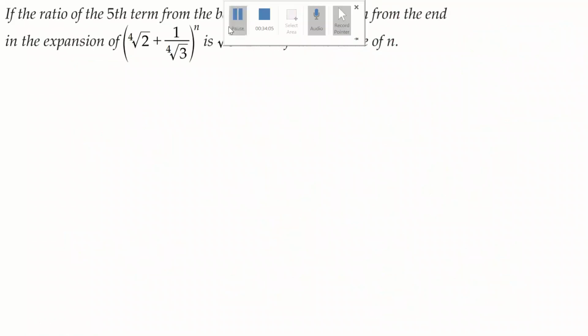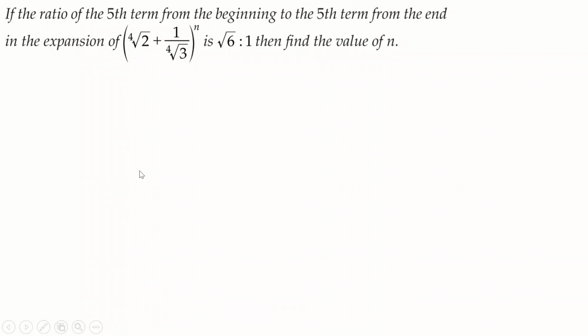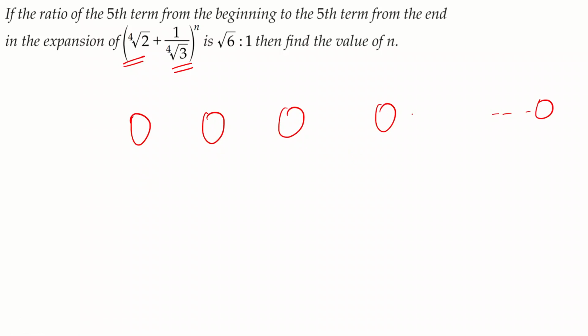Next question: if the ratio of the fifth term from the beginning to the fifth term from the end in the expansion of this thing, so we are having a as this and b as this, so they are saying that if you expand this thing whole to the power of n, then the ratio of the fifth term from the beginning to the fifth term from the end is root 6 is to 1. Then they are asking you to find out what is the value of n.